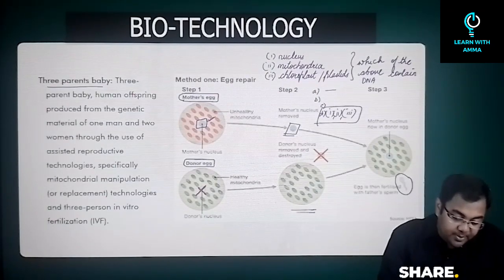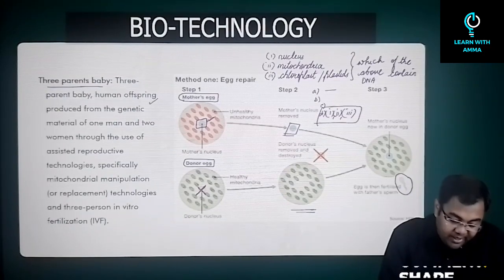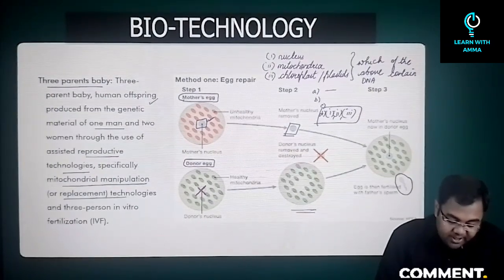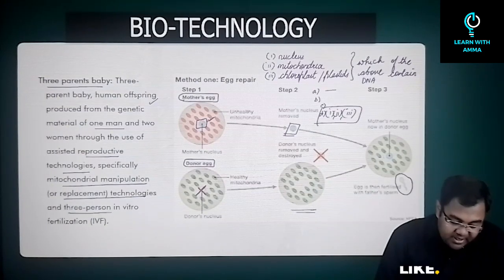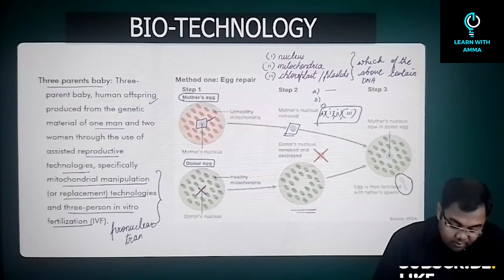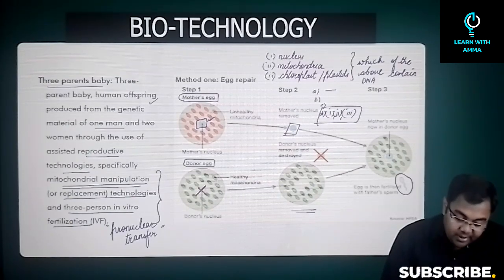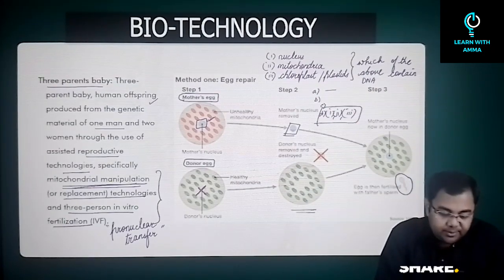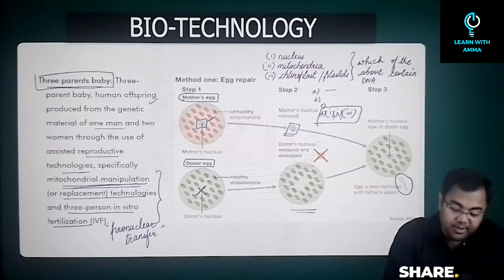So, three-parent baby: a human offspring produced from the genetic material of one man and two women through the use of assisted reproductive technologies, specifically mitochondrial manipulation or replacement technologies, and three-person in vitro fertilization. In other words, it is also called pronuclear transfer. Pronuclear transfer is another name that is given apart from mitochondrial manipulation and three-person in vitro fertilization. These are other names which are used for the concept of the three-parent baby.